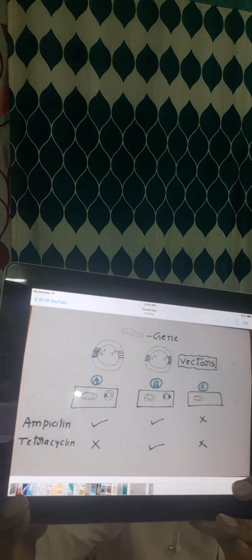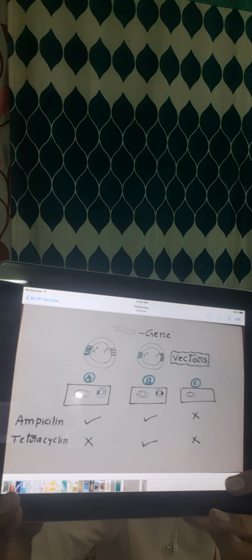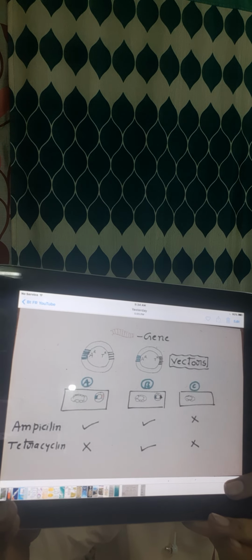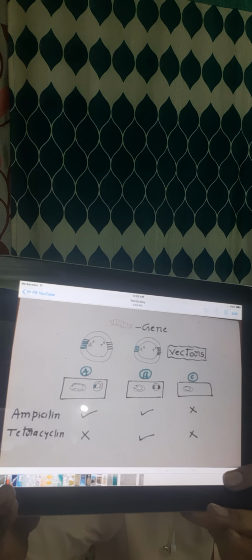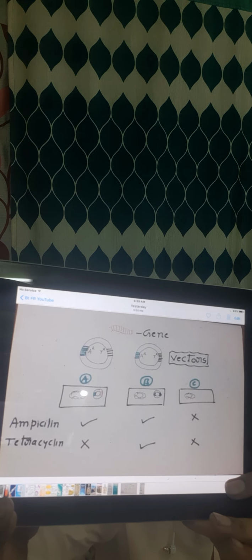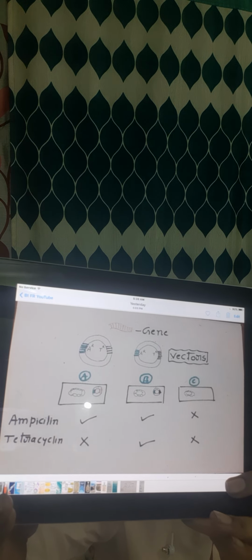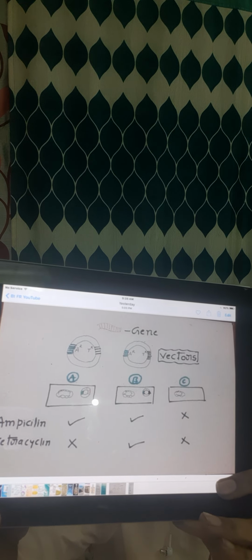So one antibiotic resistant gene helps in the selection of transformants, it is the ampicillin resistant gene. The other gene, which got inactivated due to insertion of the foreign gene at the tetracycline resistant gene, helps in the selection of recombinants.